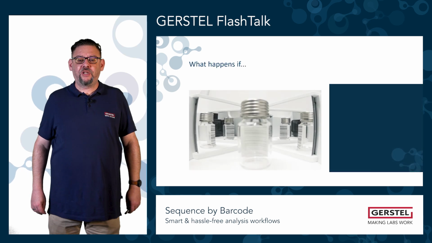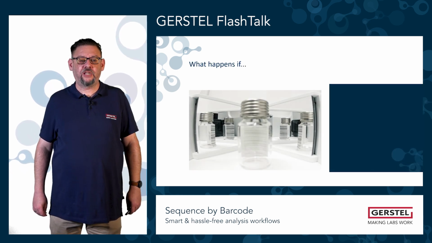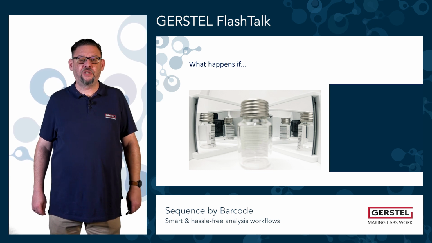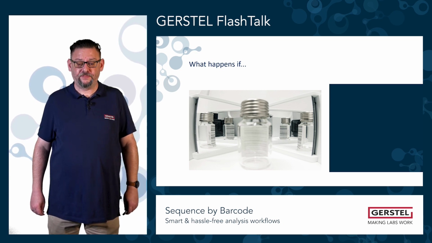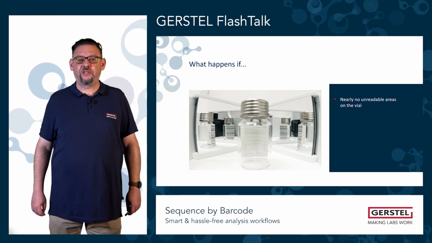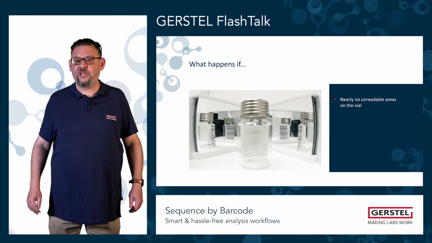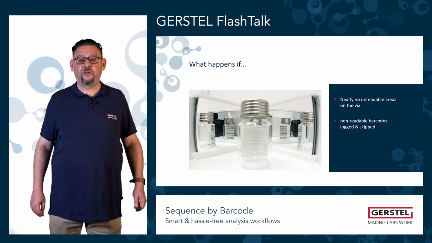In this picture, you can see the inside of the SID2 barcode reader with a vial with the barcode attached, from the position of the optic of the barcode reader. As you can see, by the aligning of the mirrors, there are almost no positions where a barcode cannot be read. If there is really the case that a barcode cannot be read, this information is stored, logged, and the vial is skipped.